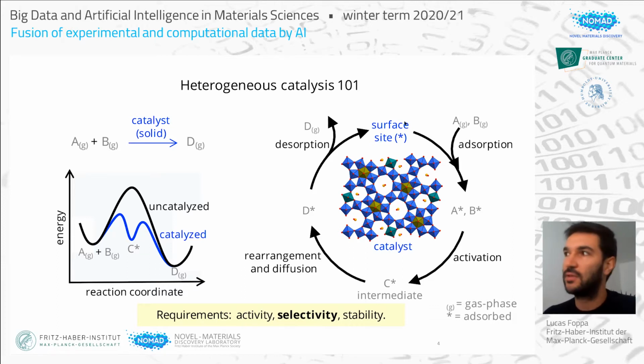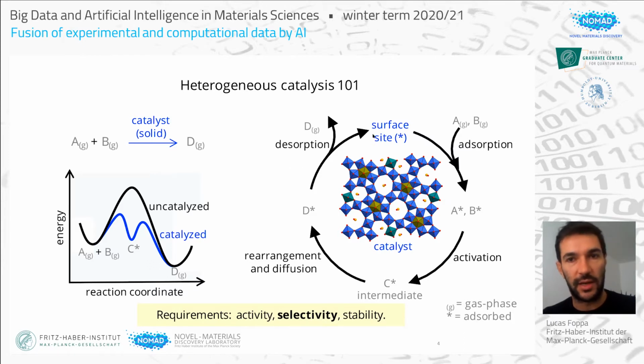This is often represented in what we call a catalytic cycle, as you have here on the right, where we start with a surface site, normally represented by this star here, where the reactants will adsorb, and then they will be activated. This means that their bonds are going to be broken, for instance. This is what people call activation, forming different species on the surface, for instance this C star species, which is an adsorbed species. That's why we put this star here. And these things that we form on the surface of the catalyst will rearrange and diffuse on the catalyst and will eventually form other species D, which will then desorb, and this is the product we are interested in.